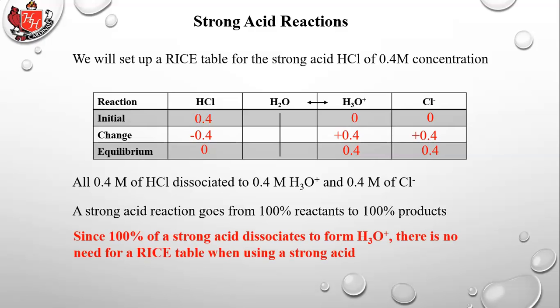And since 100% of a strong acid dissociates to form H3O+, there's no need for a RICE table when you're using a strong acid. You just know, as soon as you read that question, 0.4 molar HCl, that's going to produce, usually you're interested in the hydronium ion concentration, 0.4 molar of H3O+. You just see that automatically. You don't need to set up a RICE table for a strong acid or a strong base.